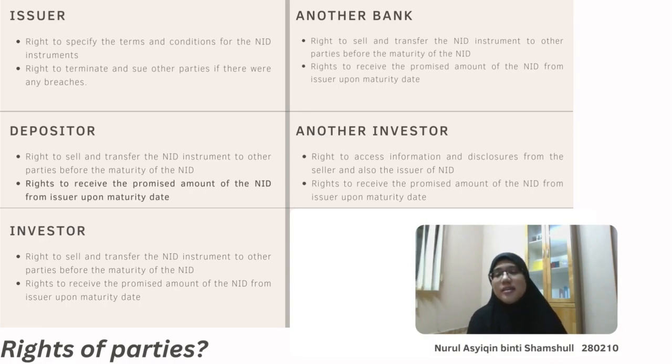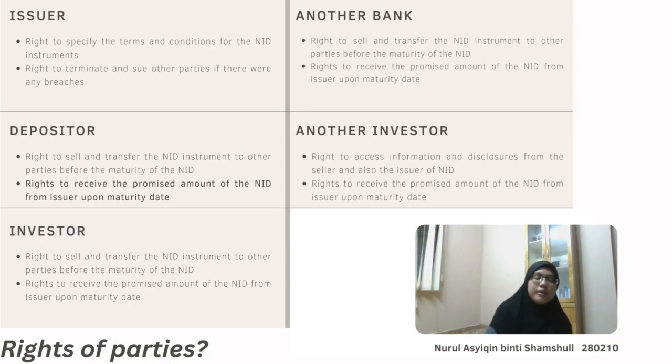The second right of the another bank is the right to receive the promised amount of the NID from the issuer upon maturity date. If the another bank party holds the NID instrument until maturity date, they have the right to receive the amount of principal plus the interest which has been decided with the issuer.